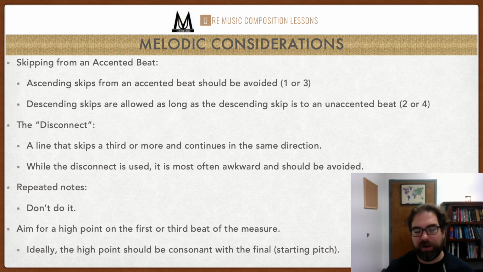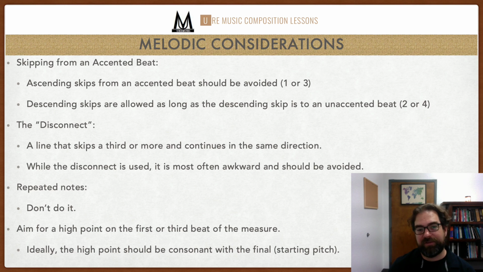Here are a few melodic considerations, just general guidelines to help you write a more effective counterpoint. So an accented beat is going to be beats 1 or 3, the beats that are heavier in the measure. You want to avoid accenting skips from an accented beat. So if you go from beat 1 to 2, you generally don't want to have a skip there. You tend to want to have your skips going from a weaker beat to a stronger beat.